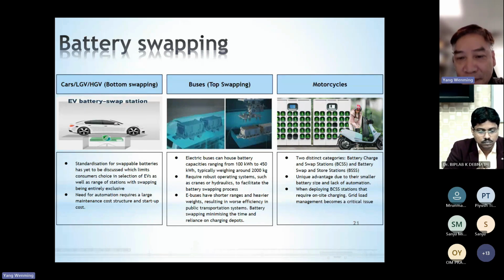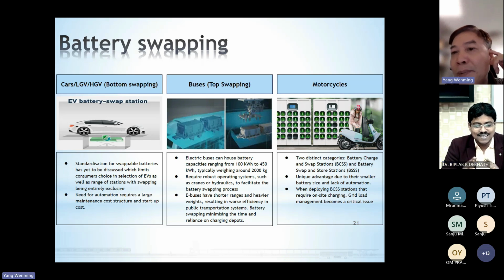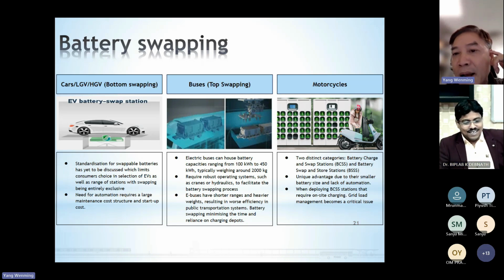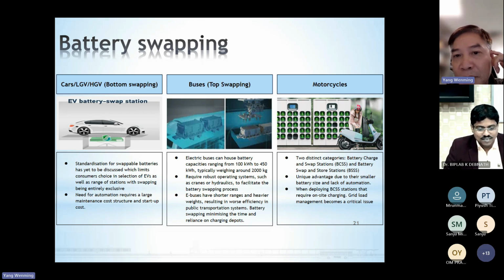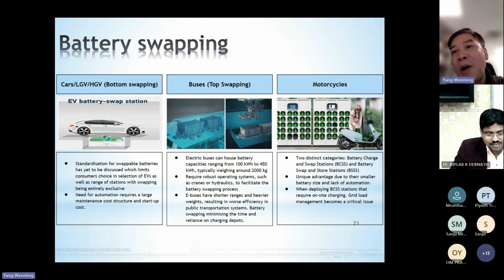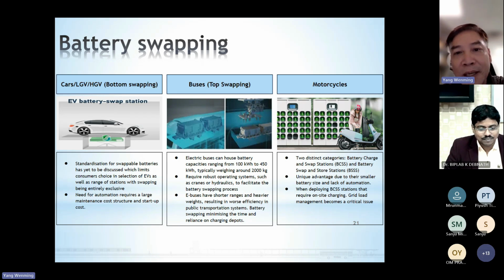Say I have a scooty and I have swapped a battery from a swapping station. It's fully charged. Now I go to a power source where the tariff is less. So there should be a different plug, a different circuit, so that the charging power can be changed.